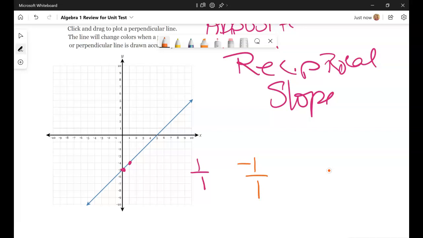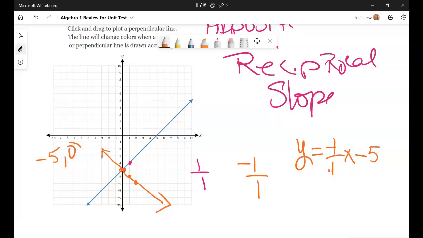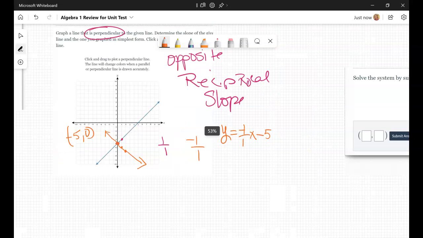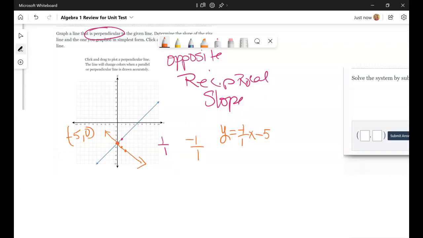Okay. So we're going to draw a perpendicular line in here that has a slope of negative 1 over 1 and a y-intercept of negative 5. So here it goes. Negative 5, down 1 over 1. I can do that a couple of times. So these are perpendicular. Does it matter that they cross? Perpendicular lines are supposed to cross? Yes. Where do they cross? At negative 5, 0. Okay? Questions so far?